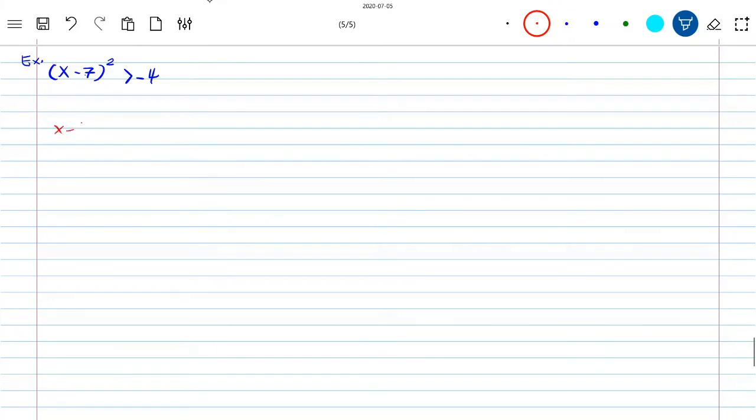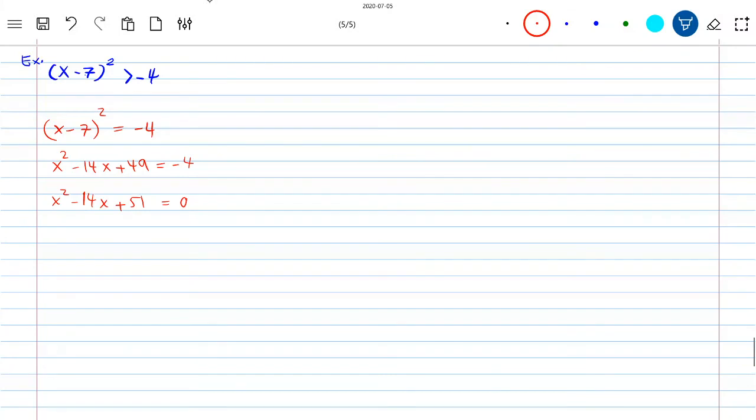(X minus 7) squared equals -4. I'm going to square this. X squared minus 14x plus 49 equals -4. There is a shorter way to solve this, by the way. I do not need to go through this, but in case you're not comfortable with that, I'll show you the shorter way in a second. X squared minus 14x plus 53 equals 0.